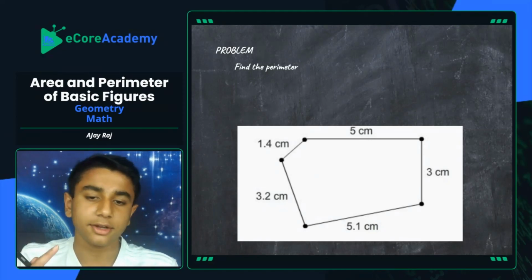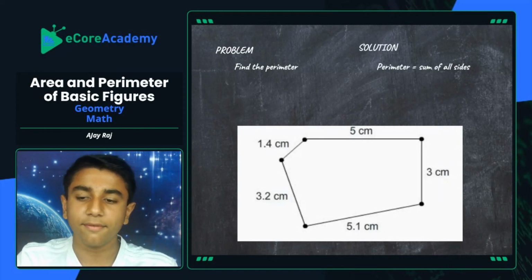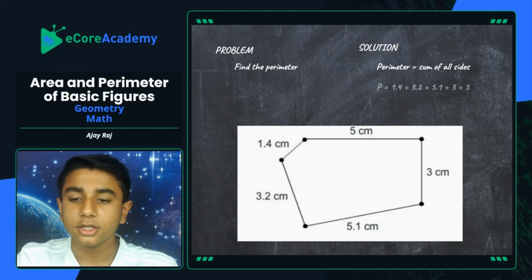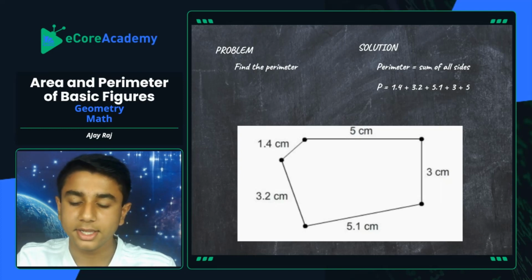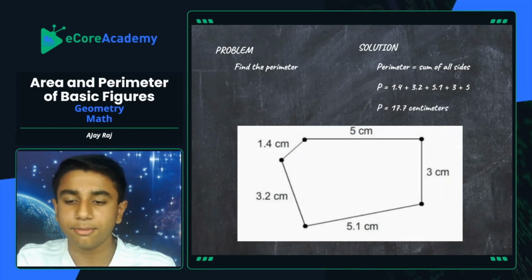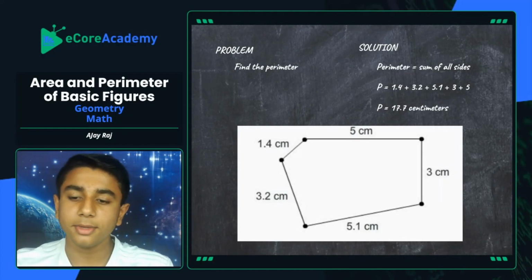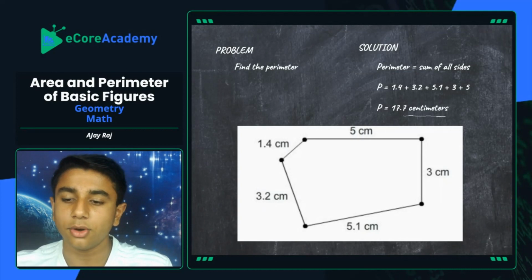But we're just going to calculate the perimeter, since we know that it's simple and it's merely the sum of all sides of any figure. So we're going to discover all of the sides of this figure, which is 1.4 plus 3.2 plus 5.1 plus 3 plus 5. As I said, we're going to add all these sides, and we get an answer of 17.7 centimeters. And always make sure that you look at the units of measure that your lengths have, because you always want to put that as your final answer, because it's a total of 17.7 centimeters.